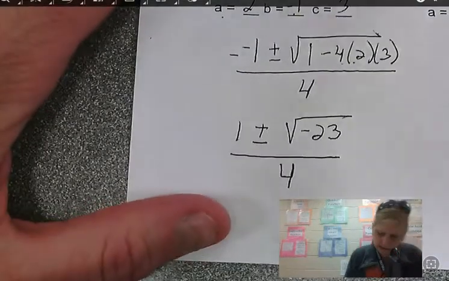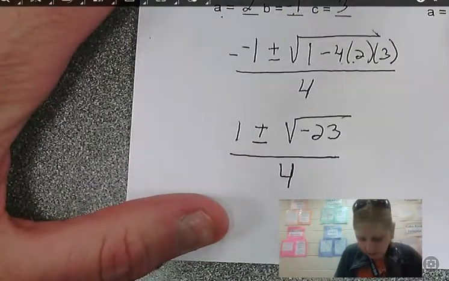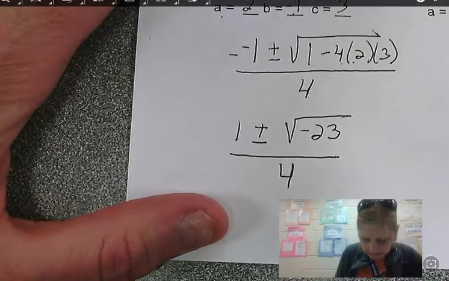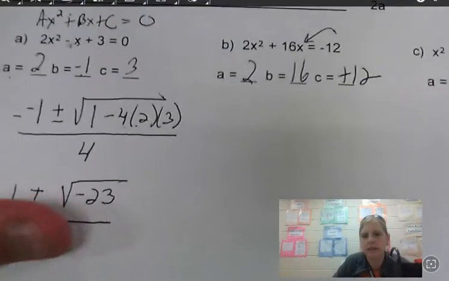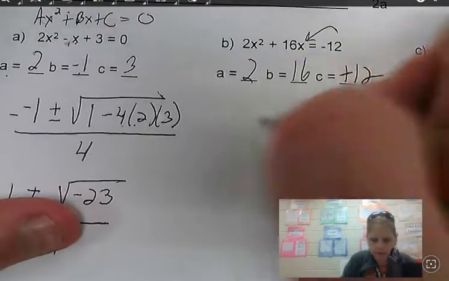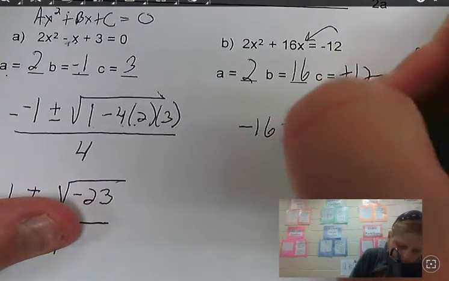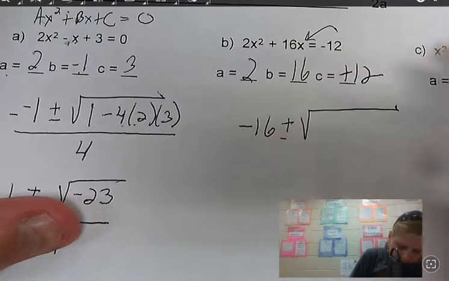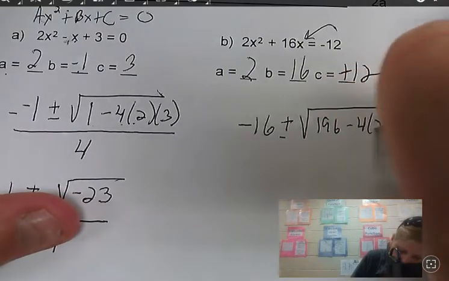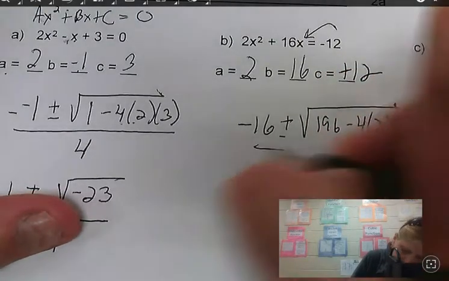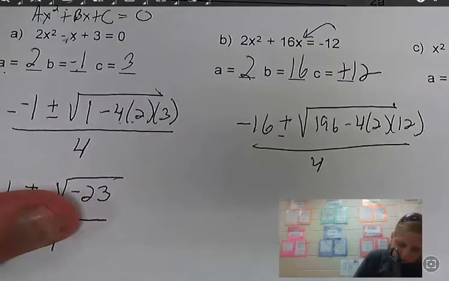Let's try another one. A is 2, b is 16. Be careful, this would go over there. That's going to be a positive 12. I almost messed that up and put in negative 12. So we have negative b plus or minus the square root of b squared minus 4 times a times c all over 2 times a.